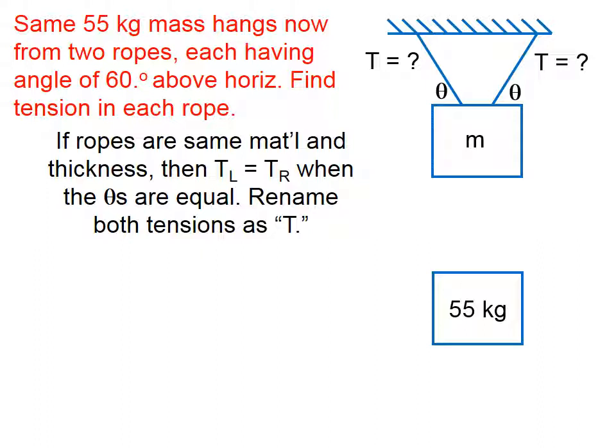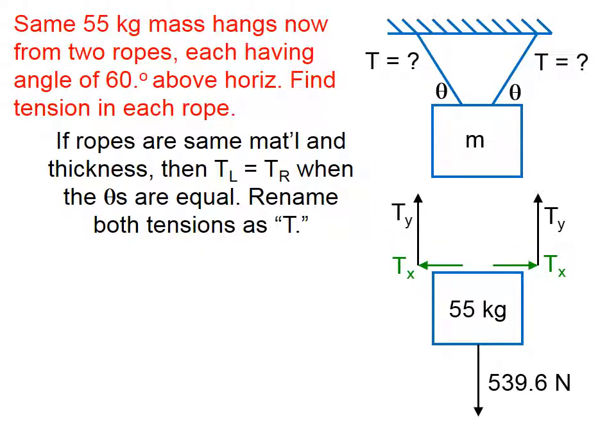There's our 55 kilogram mass. There's the weight, which is m, 55 times g, 9.81. These tensions are not directed straight up and down or straight left and right. You can see that the rope is angled somewhat up and down, but also somewhat left and right. So I need to break that tension into a horizontal or x component and a vertical or y component.